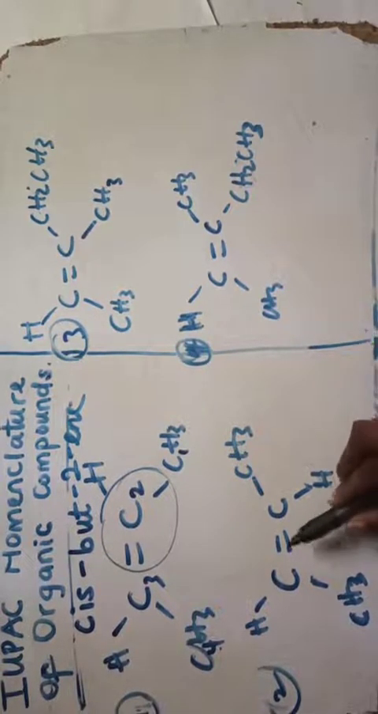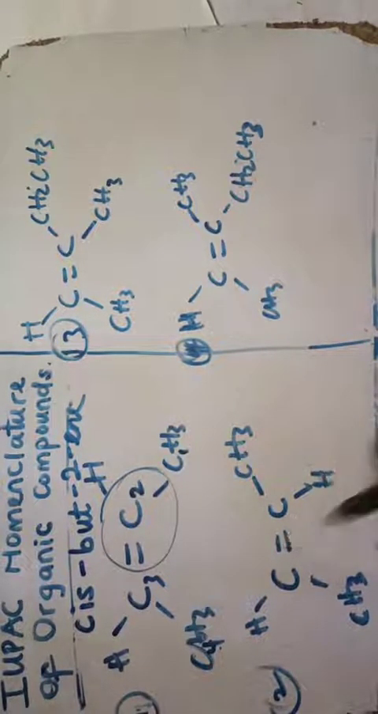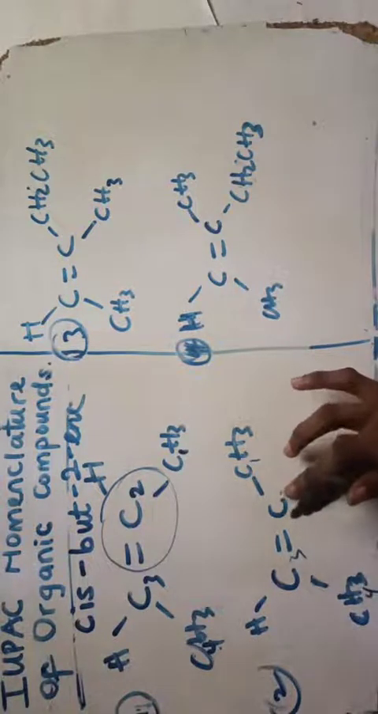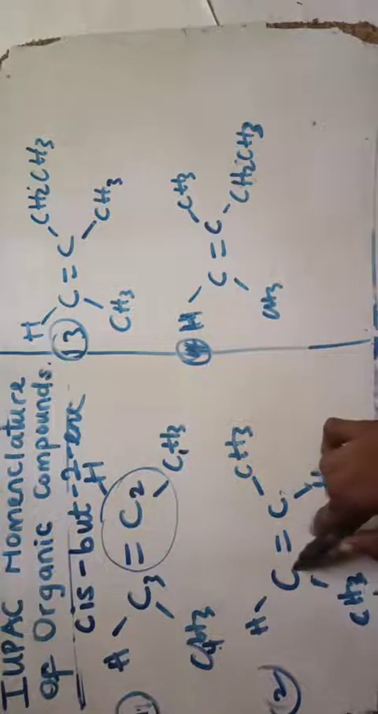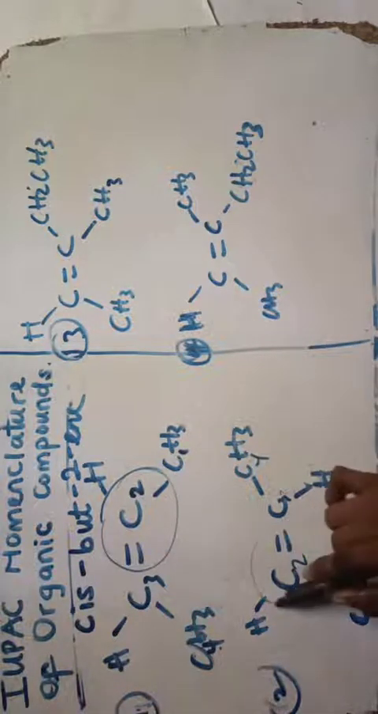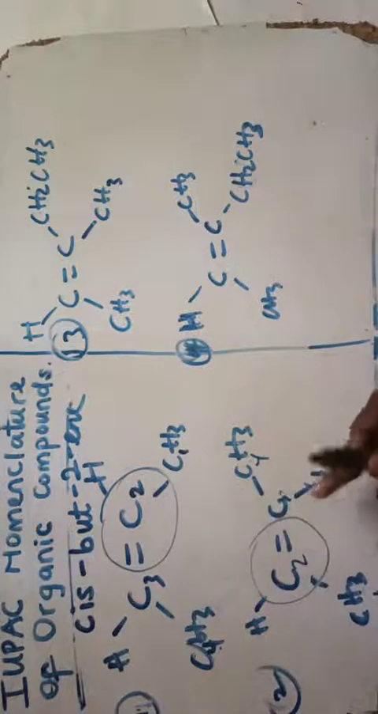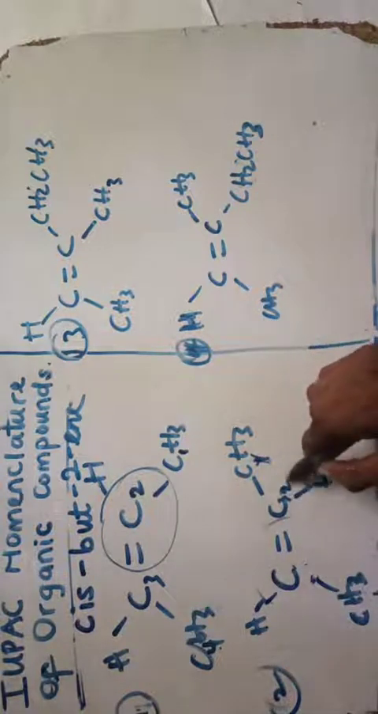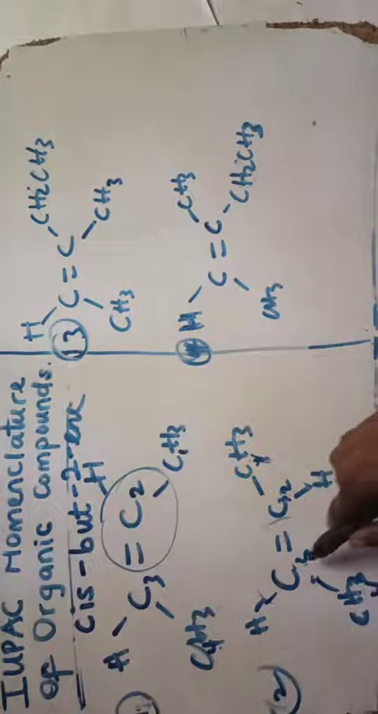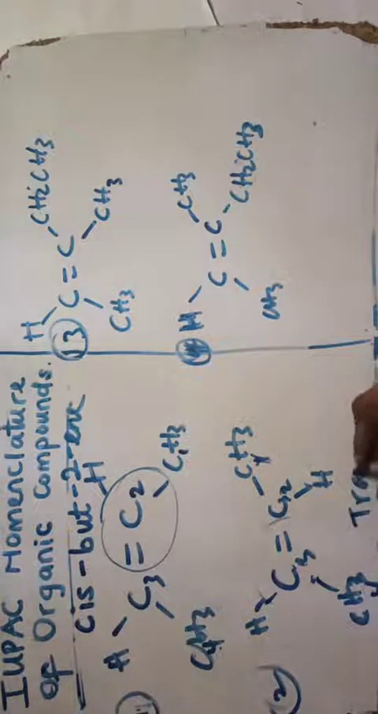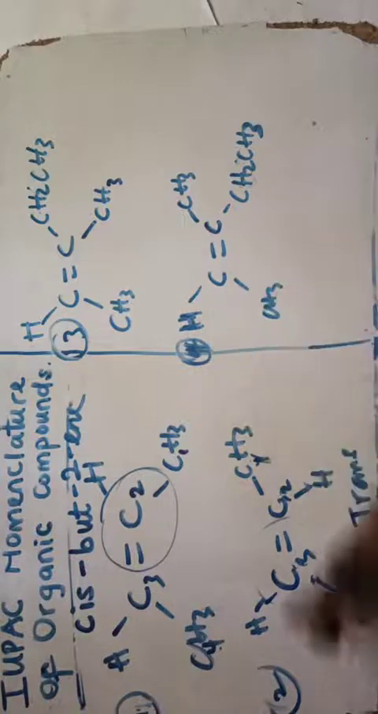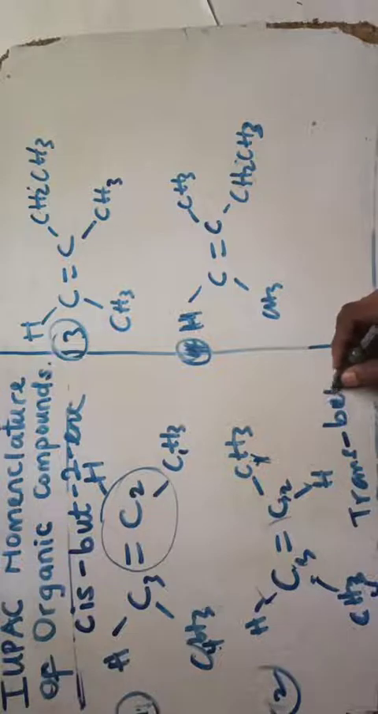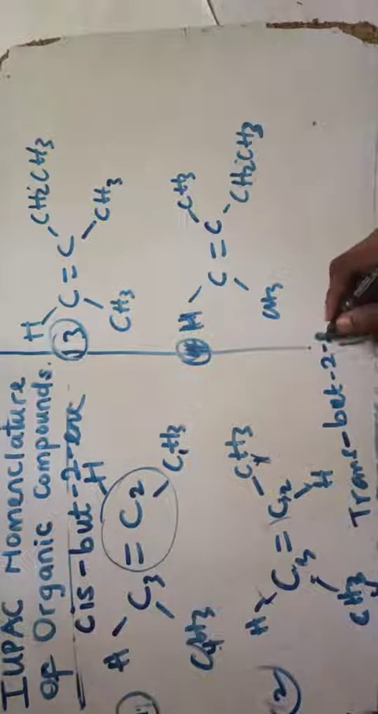Okay, now what about this? What do you do as usual? You've recognized the functional group, you count the parent chain, the longest chain, 1, 2, 3, 4. If I decide to count here as well, 1, 2, 3, 4, this here will be like this. Okay, same thing. So I'm gonna have this as 1, 2, 3, 4, and this is trans, because they are on different sides. One is up, one is down. I'm gonna have it as trans-but-2-ene.